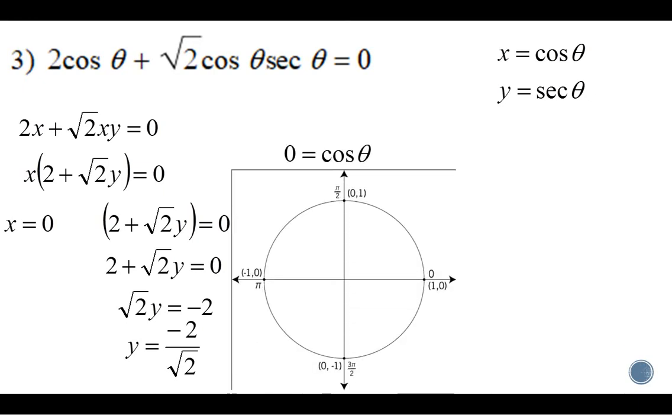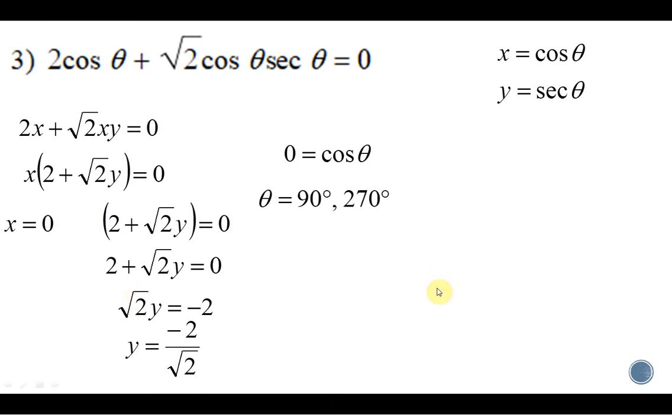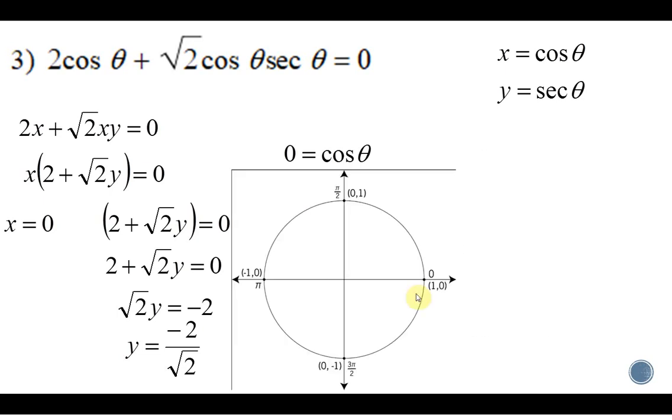Cosine is the x. Where is the x 0? X is 0 at 90 and 270. Yeah, that's what I have. Oh, I just didn't do the other one. Okay. Gotcha. So then we'll go after the other one. Wait, the x is 0. x is 0, sorry. So that would be 0 and 0. There we go. Now my brain is working.